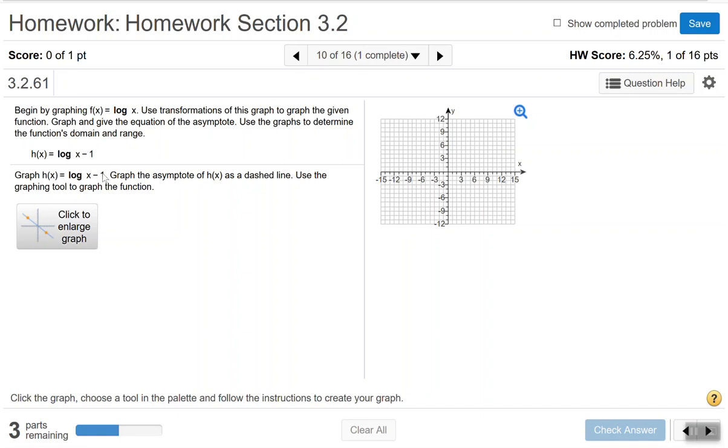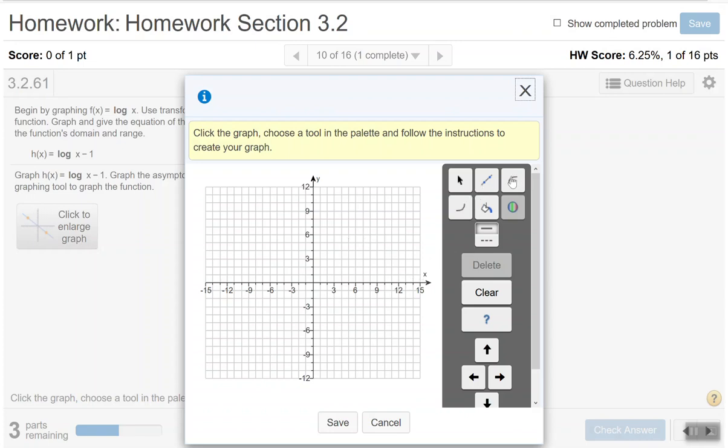Because I have this minus 1 here that's not in parentheses with the x, that means that I have a vertical translation, a transformation of negative 1. That means that my graph will move down one place. Now, if that had been in parentheses with the x, then that would have been a horizontal translation.